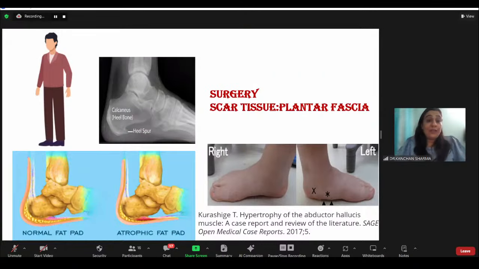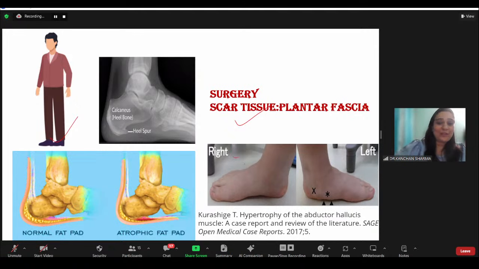Coming to your inferior calcaneal nerve or your Baxter nerve, the most important thing here is standing for a long time. Then if you have a heel spur, yes. If the patient has undergone any surgery for the plantar fascia, yes, you can have a scar tissue, which will be just causing an entrapment of this nerve. Yes, somebody has taken a steroid injection. There is an atrophy of the plantar fat pad. Yes, that could be one of the causes.